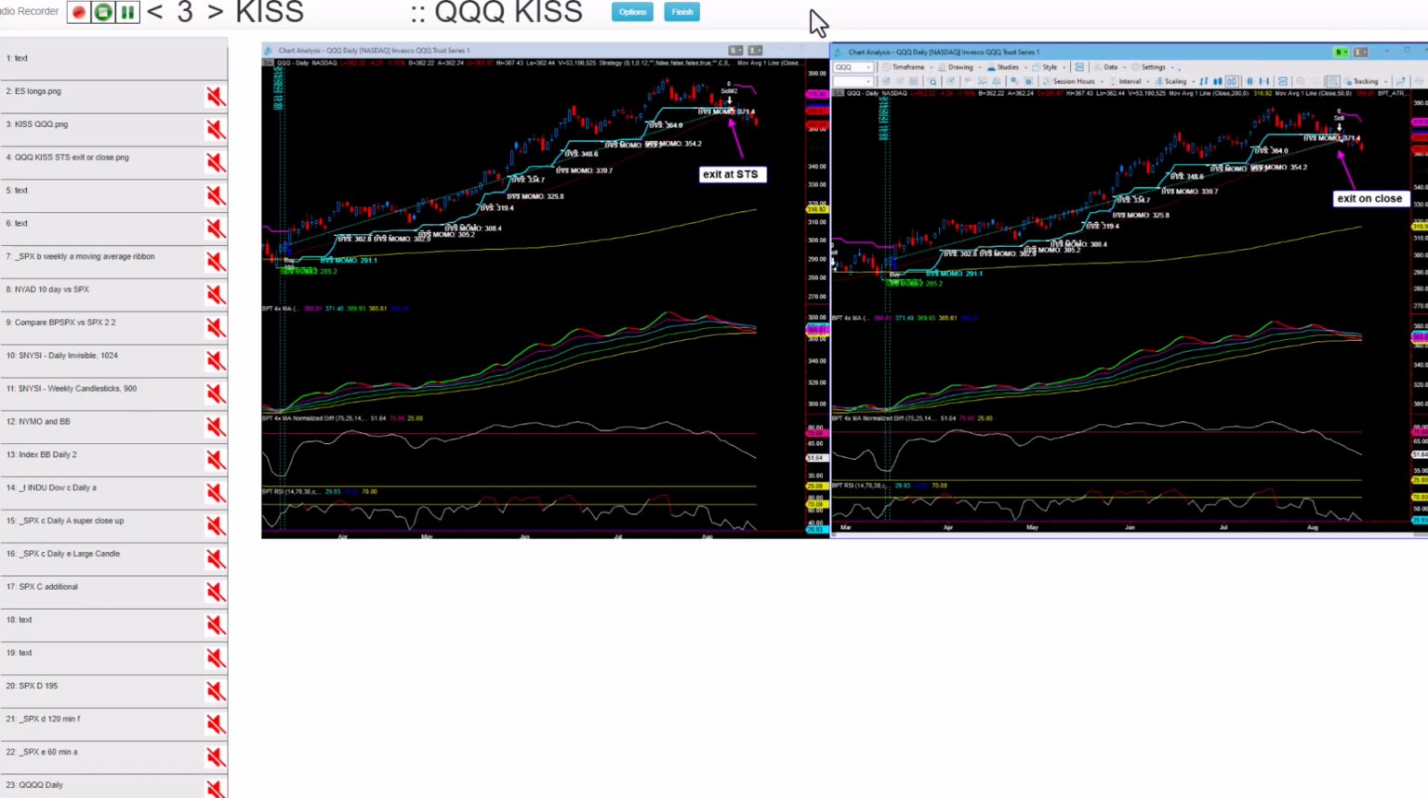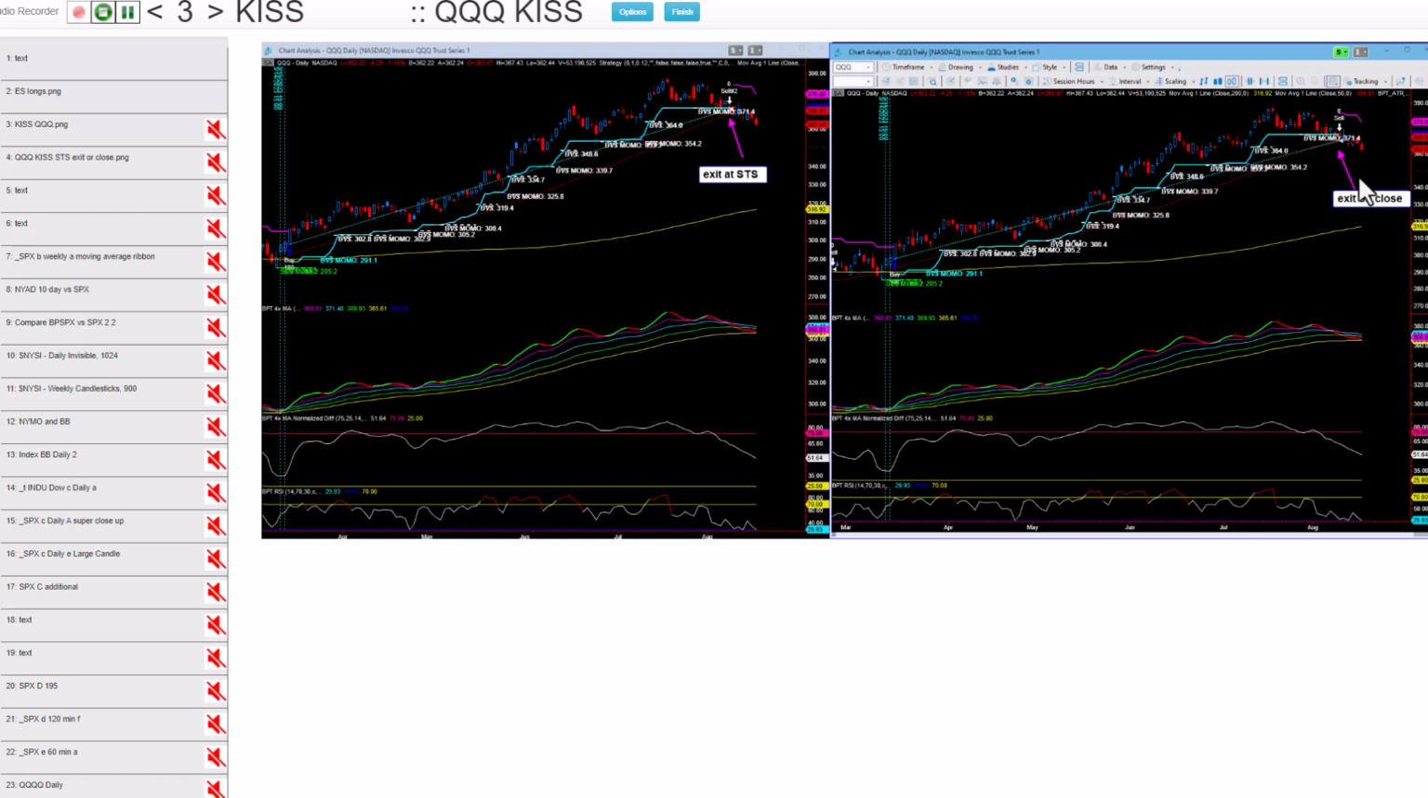Image number 3. So I want to talk about the KISS systems briefly. This is an example of the triple Qs with the KISS trend system. Okay, and the charts at first glance look identical, right? But there's a difference here. The one on the left exits exactly at the STS smart trailing stop. That means whatever the smart trailing stop is, you can literally set a sell stop there and it would be triggered anytime during the day.